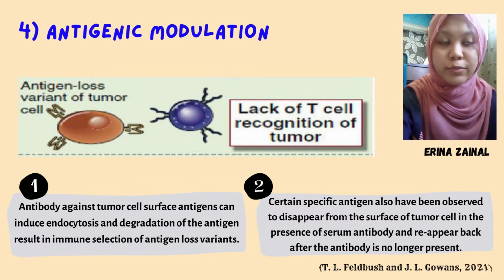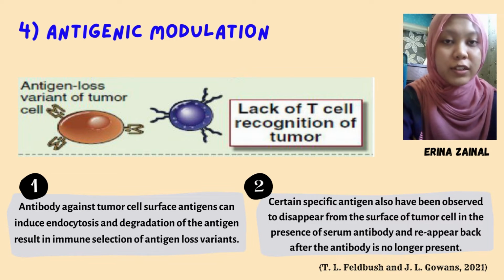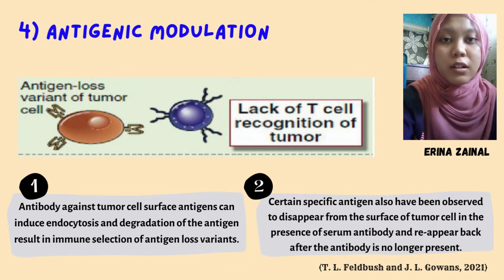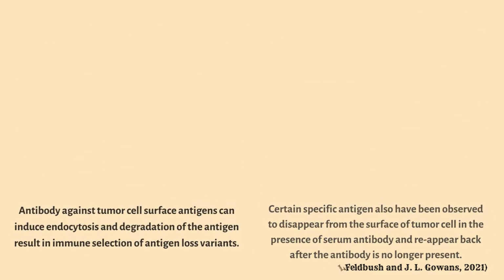Next is antigenic modulation. It happens when antibody against a tumor cell surface antigen induces endocytosis and degradation of the antigen, which results in immune selection of antigen-loss variants. Moreover, certain specific tumor cell antigens have also been observed to disappear from the surface of tumor cells in the presence of serum antibody. However, they will reappear after the antibody is no longer present.